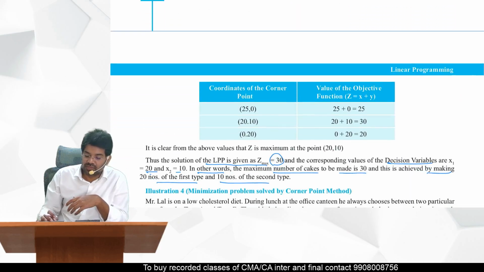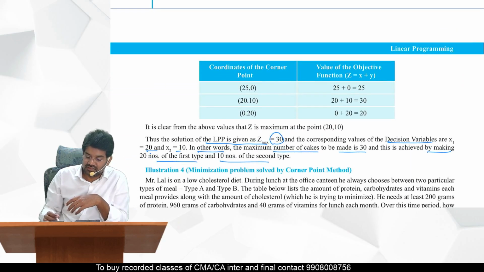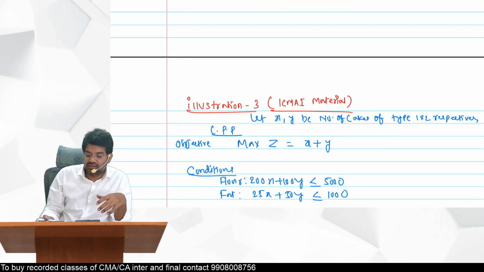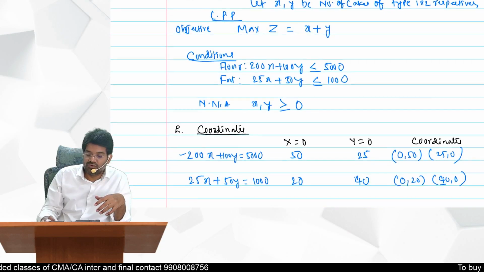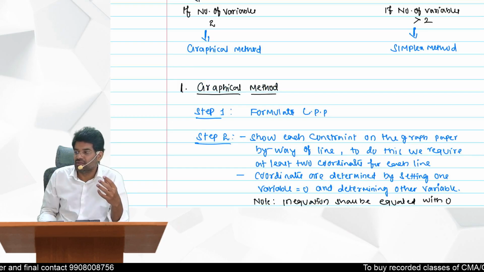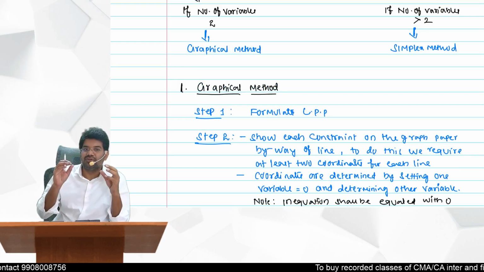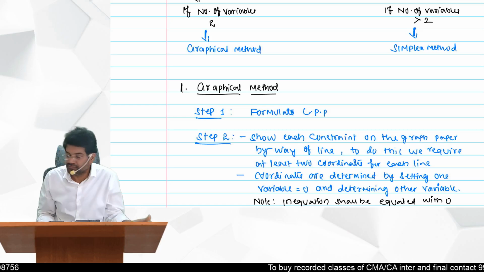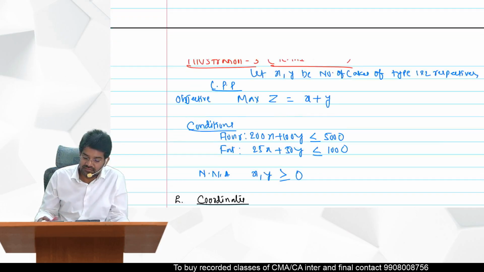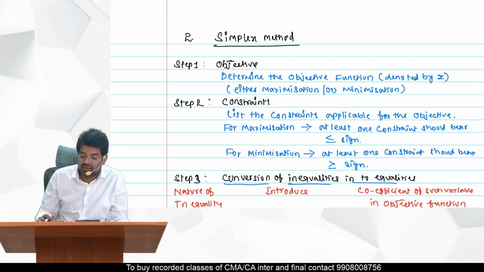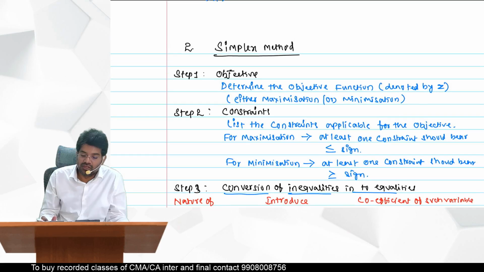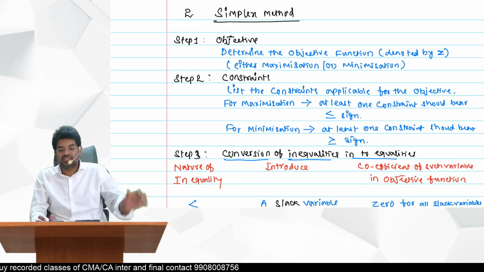Now let us move to the simplex method. Okay, now let us move to the simplex method. Most of the people feel this is a little complicated, but if you put in some effort, you can easily understand. When you should apply this simplex method is when you have more than two variables. Whenever you have more than two variables, we have to use the simplex method.